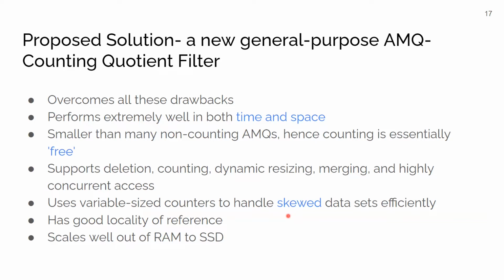It performs extremely well both in time and space. It is smaller than many non-counting AMQs, and hence counting is essentially free. It supports deletion, counting, dynamic resizing, merging, and highly concurrent access. It uses variable-sized counters to handle skewed datasets efficiently. It has a good locality of reference, and it also scales well out of RAM to SSD.